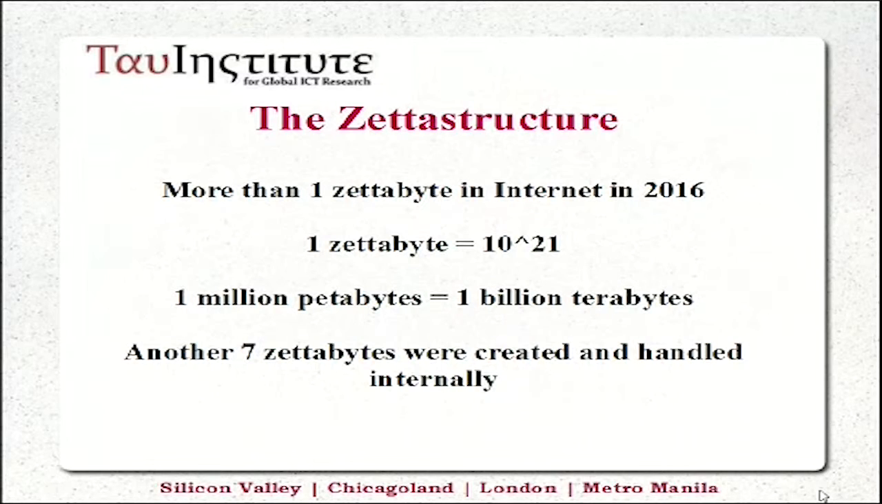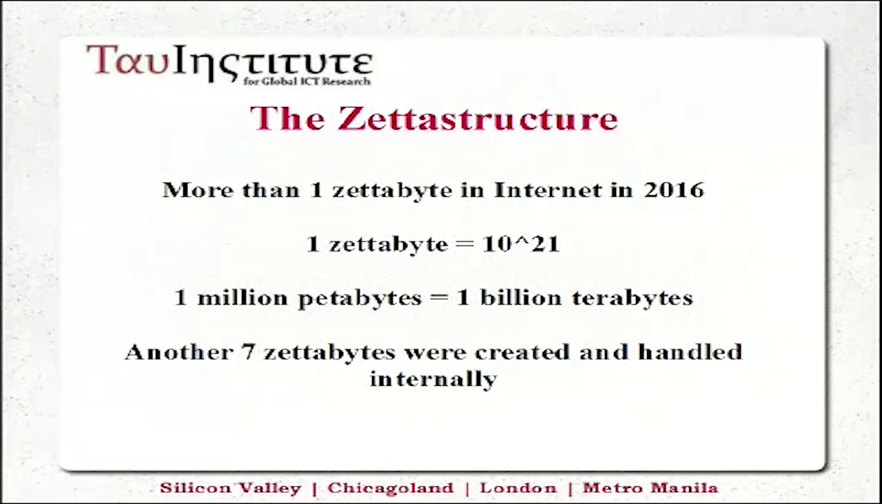The Zettastructure comes from the word zettabyte. What is a zettabyte? A zettabyte is 10 to the 21 bytes, or 1 million petabytes, or 1 billion terabytes, and it's the amount of information that flowed across the internet in 2016. And we can expect at least that much in 2017, and actually, according to projections I've seen, maybe about 25% more than that. In addition to what's just flowing across the internet, there's another 7 zettabytes that were created last year in 2016 and handled internally.